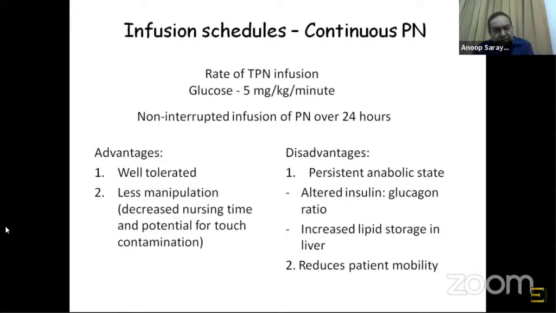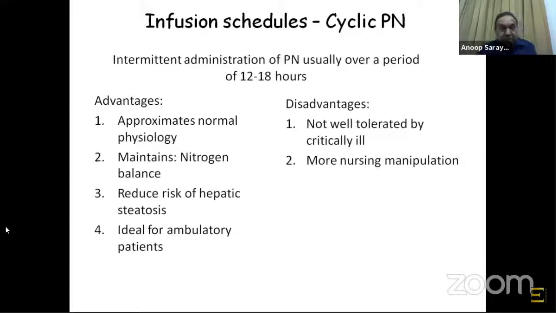Advantage is that it is well tolerated, less manipulation is required. Disadvantage is the persistent anabolic state. So there is altered insulin-glucagon ratio and increased lipid storage in the liver. This reduces the patient mobility also.